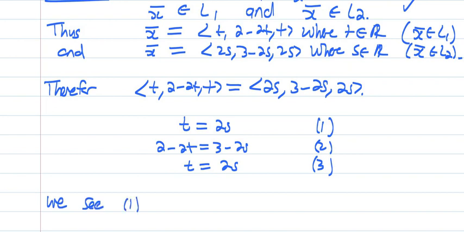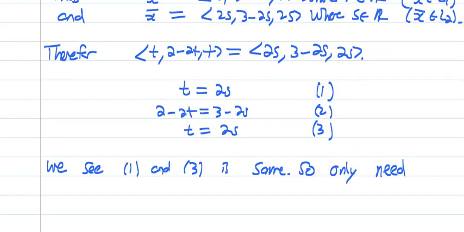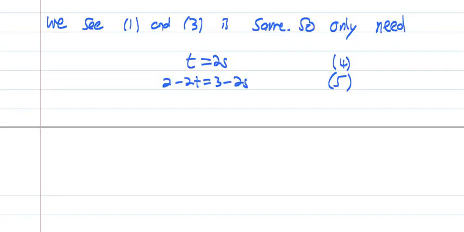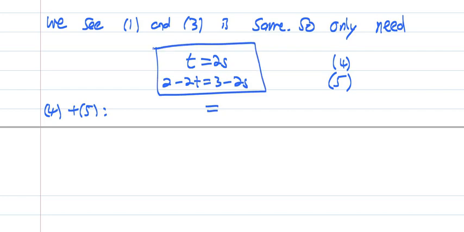Now we see 1 and 3 are the same. So only need 1 and 2 to be true. So we only need that t is got to equal 2s and 2 minus 2t is got to equal 3 minus 2s. Let's maybe call it 4 and 5. And now if we add 4 and 5, something beautiful happens. So you've got two equations, two unknowns. There are many ways of solving it. I'm going to add it.